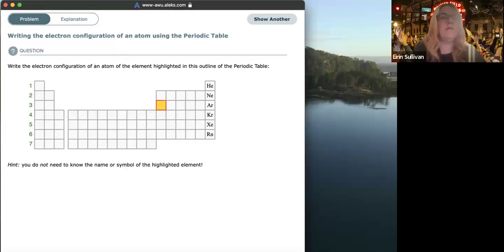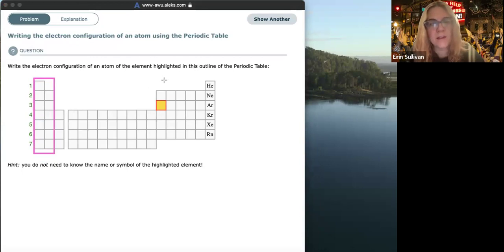Okay, so the default method I want you to use when you're writing the electronic configuration of an element is to use the periodic table. Remember we labeled the periods 1 through 7. You can just count across: if you're in period 1, you start off in the S block, right? There's a reason they put the names. The first two in here are going to be S.